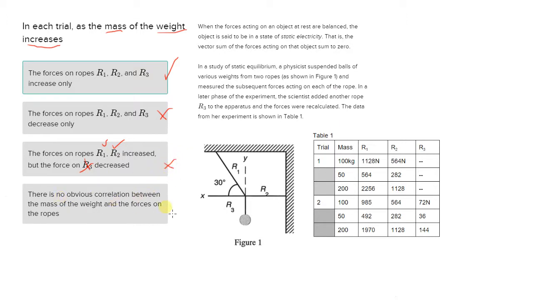And there's no obvious correlation between the mass of the weight and the forces on the ropes. This is incorrect because we have seen a direct correlation: as the mass is increased, so do the forces. This answer choice would be right if it was pretty sporadic and if there was data supporting both. For example, if R1 increased but then decreased, and if R2 decreased and then increased, or if there weren't obvious trends, then this might be a right answer. But there are obvious trends. There is a direct increase, and so we know this answer choice is wrong, leaving us only with answer choice A.